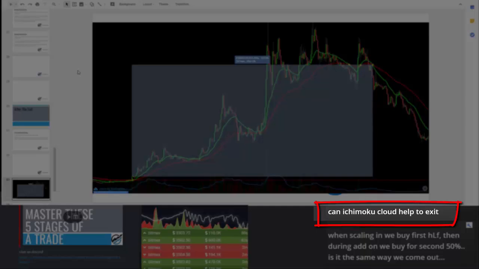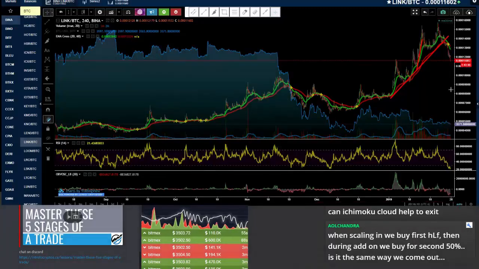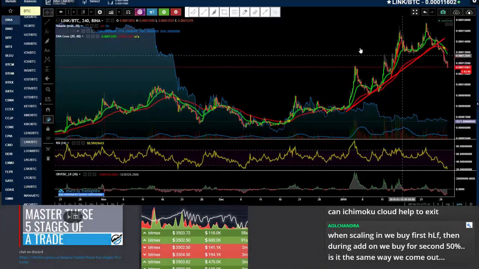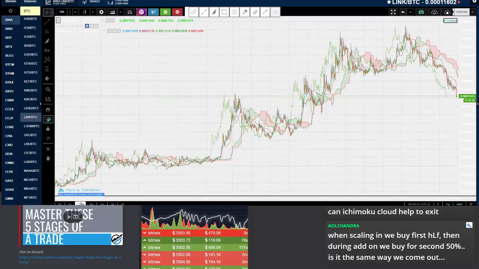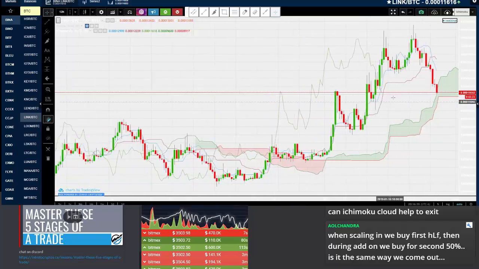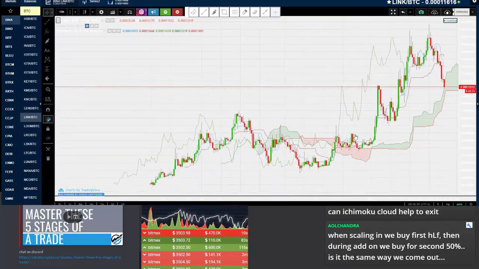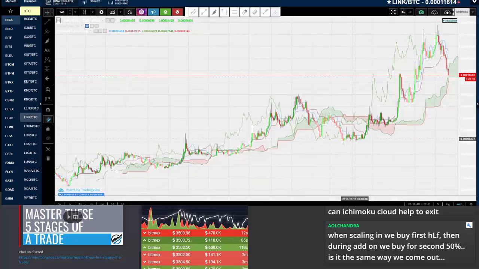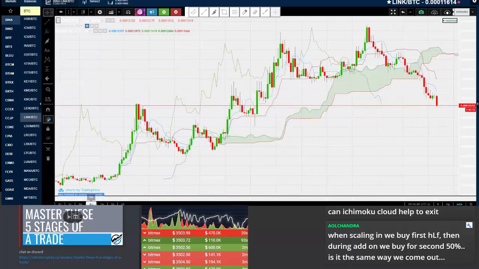Can the Ichimoku cloud help with the exits? It absolutely can. Let's take a look at Link in the Ichimoku cloud, in the 3-month view. Link is just coming into the cloud right now using the 12-hour bars. So the 12-hour bars would keep us in there for a much longer time. But the 4-hour bars, you can see how it's already cut through the cloud, and this would be our exit signal. And you can see they match up pretty well.